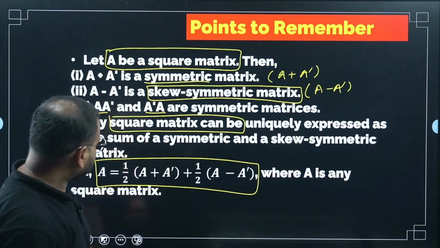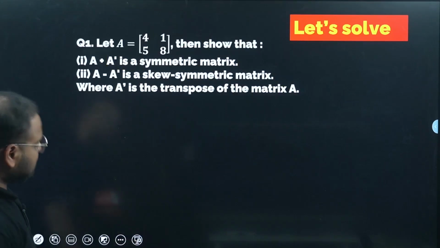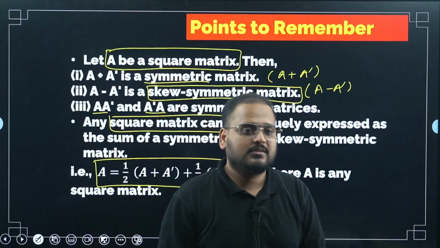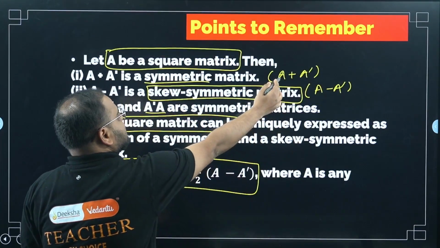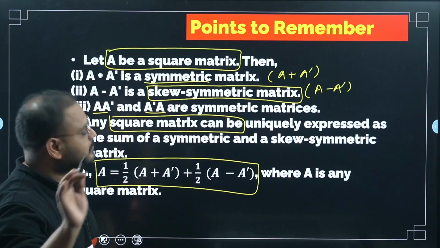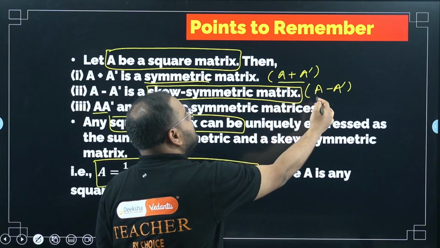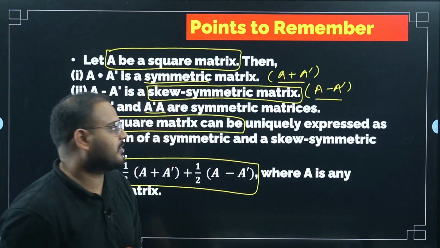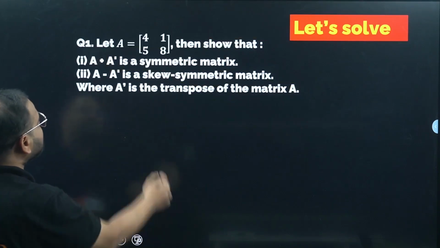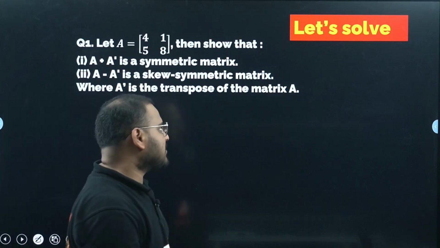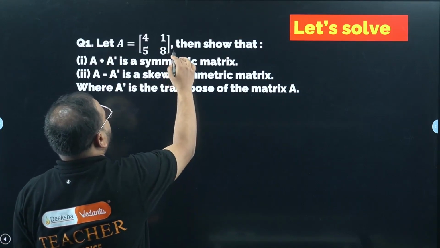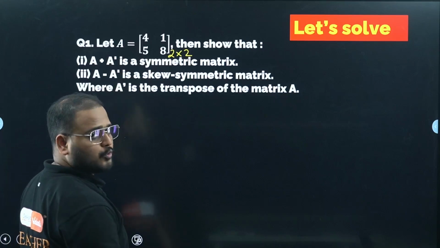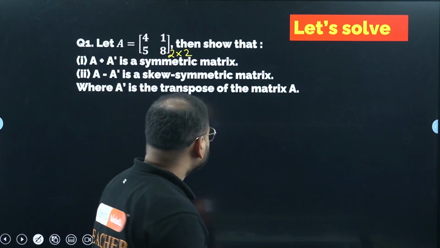I will use this in a question, and you'll see how. So let's move on. The first problem is to verify what we said in the previous slide, that A plus A dash is symmetric and A minus A dash is skew symmetric. We will apply it to the concept we are dealing with right now. There is a square matrix given. Is it a square matrix? Yes, it is, 2 cross 2. A is equal to 4, 1, 5, 8.